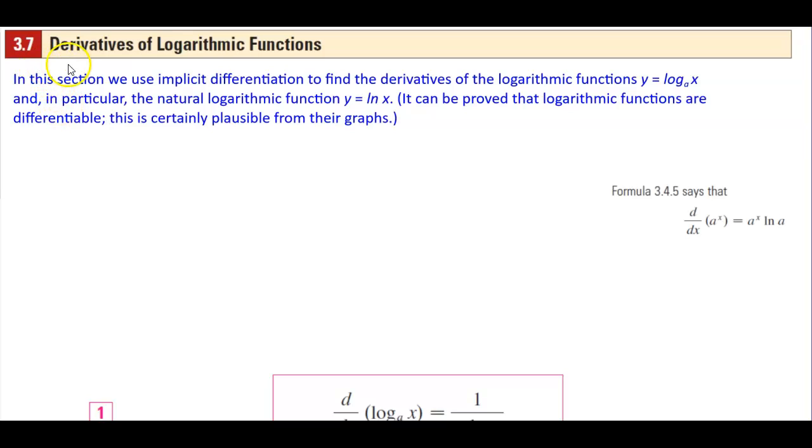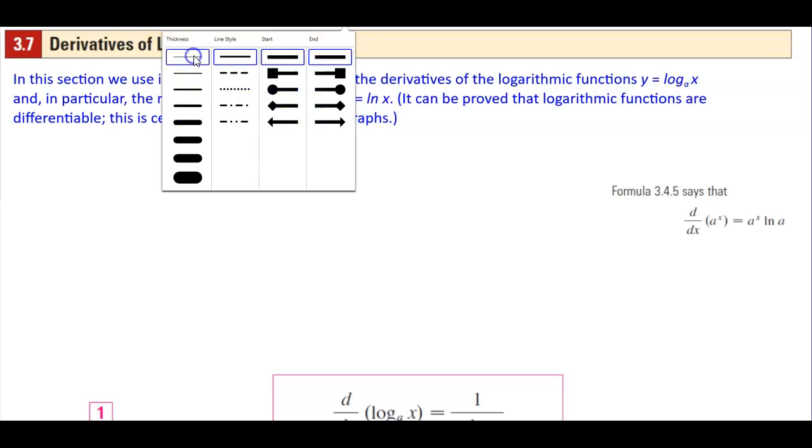Section 3.7, Derivatives of Logarithmic Functions. In this section, we use implicit differentiation to find the derivatives of the logarithmic functions y equals the log of base a of x, and in particular, the natural logarithmic function y equals the natural log of x. It can be proved that logarithmic functions are differentiable. This is certainly plausible from their graphs.